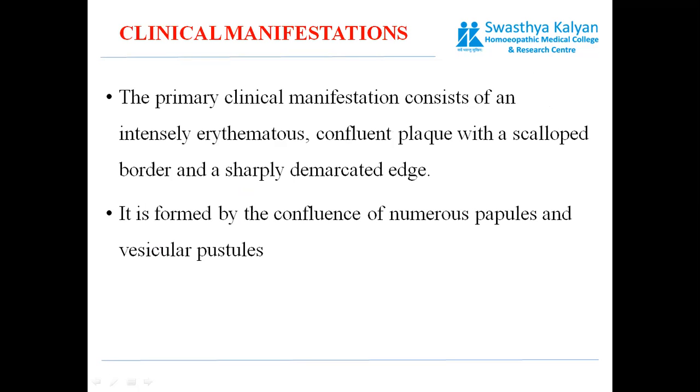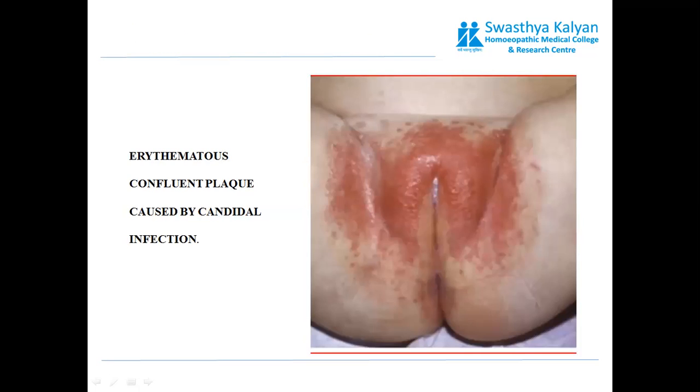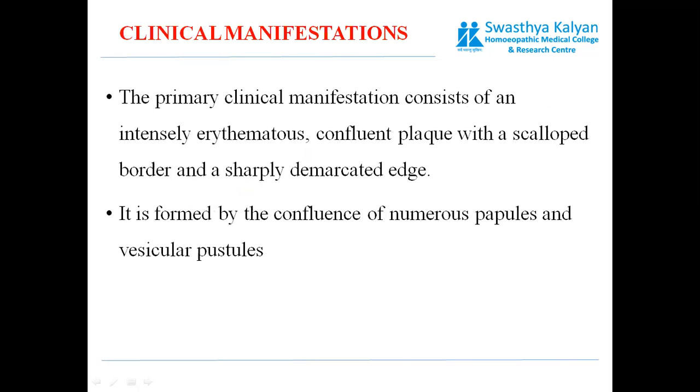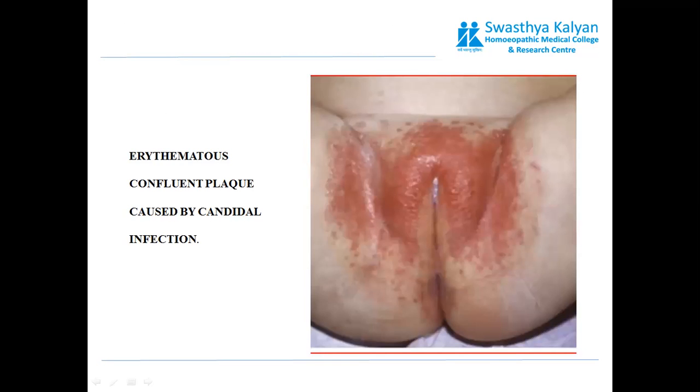Now, these erythematous confluent plaques we will discuss in this slide. These are the erythematous confluent plaques, the primary manifestation of candidal diaper dermatitis. This is the exact image of erythematous confluent plaques, which are formed by the confluence of numerous papules and vesicular pustules. So these are the erythematous confluent plaques, the primary manifestation of candidal infection.